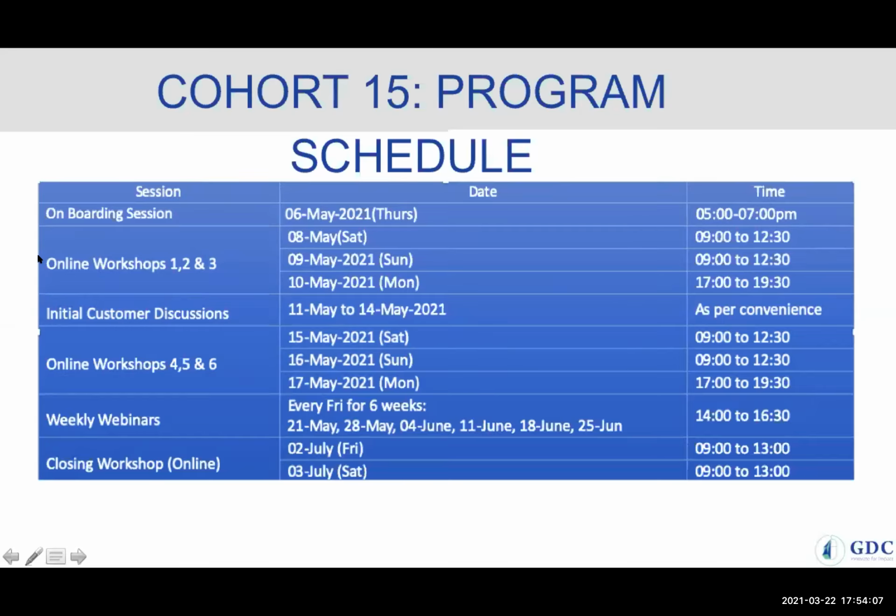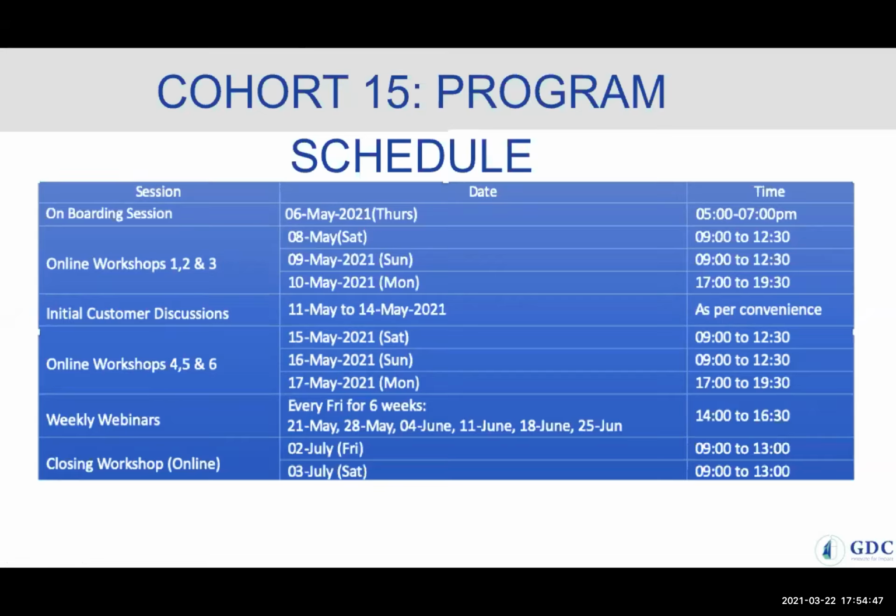After that, you would see online workshops 1, 2, 3, and then online workshops 4, 5, 6. These are 2 successive weekends where you have 4 to 5 hours of sessions where you're introduced to various topics based on the lean startup method. In between, what you see as the initial customer discussions are when you would start with the customer interviews. I'm just going to pause here to tell you about the 100 customer interviews, or customer discussions, as we call them, that have to be completed, at least 100 over the period of 8 weeks. That averages to about 15 customer discussions per week if you maintain that pace.